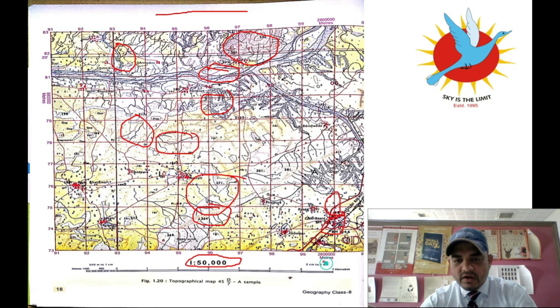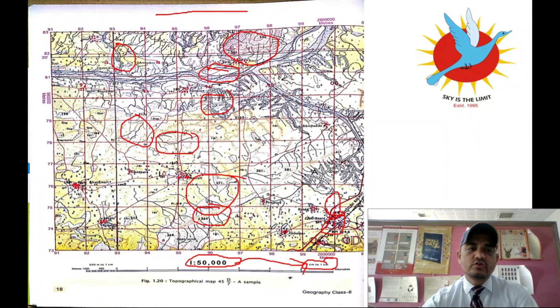The statement is also written there: 2 centimeters is equal to 1 kilometer. It means when you convert this RF into a statement, it will be 2 centimeters is equal to 1 kilometer. It means 2 centimeters on this map, anywhere on the map, will represent 1 kilometer on the ground. Okay, it shows the 1 kilometer on the ground.